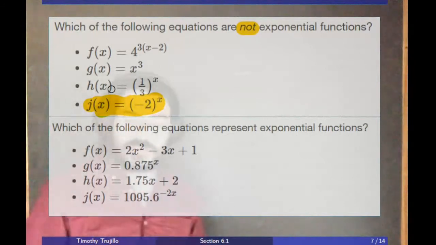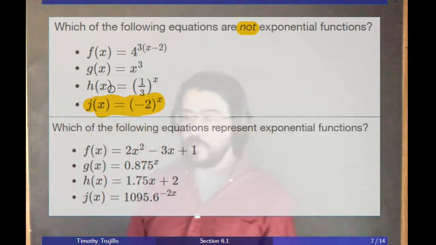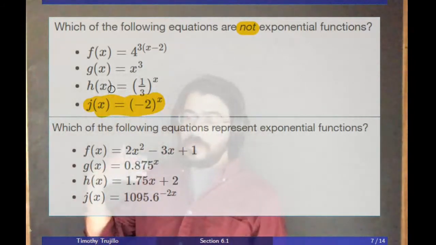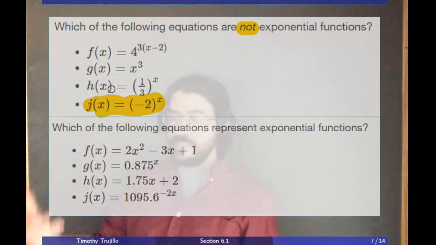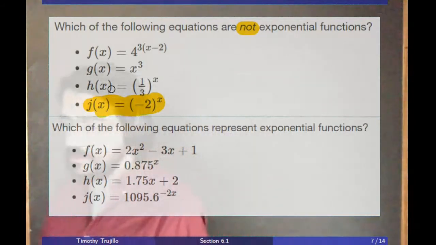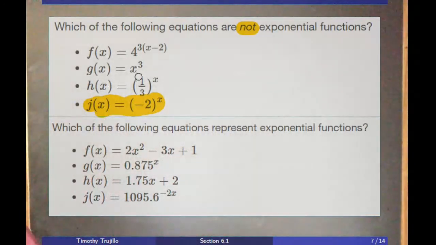And notice that because this base has a value of 1/3, that means that you keep multiplying by 1/3, and so this is a decreasing function. So these would get smaller and smaller. The larger value of x you plug into this, the smaller this output will be. But this one is an exponential, so I'm not going to highlight it.